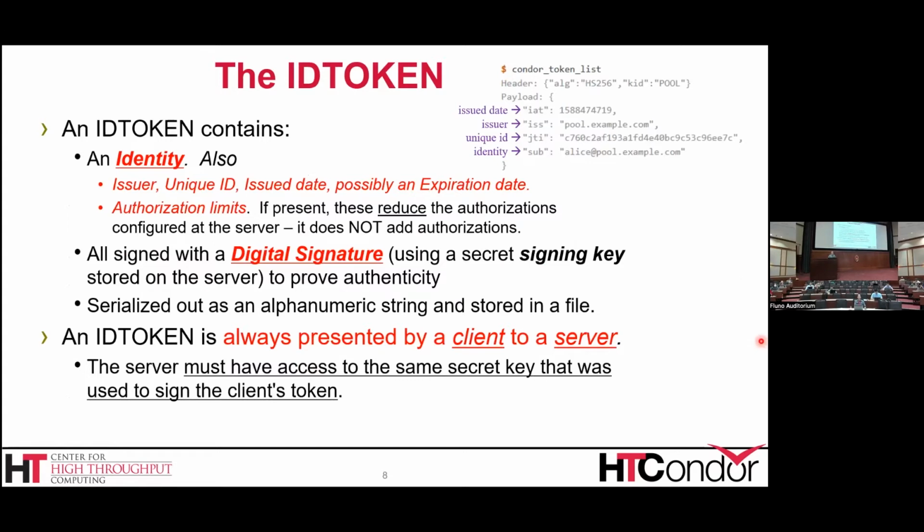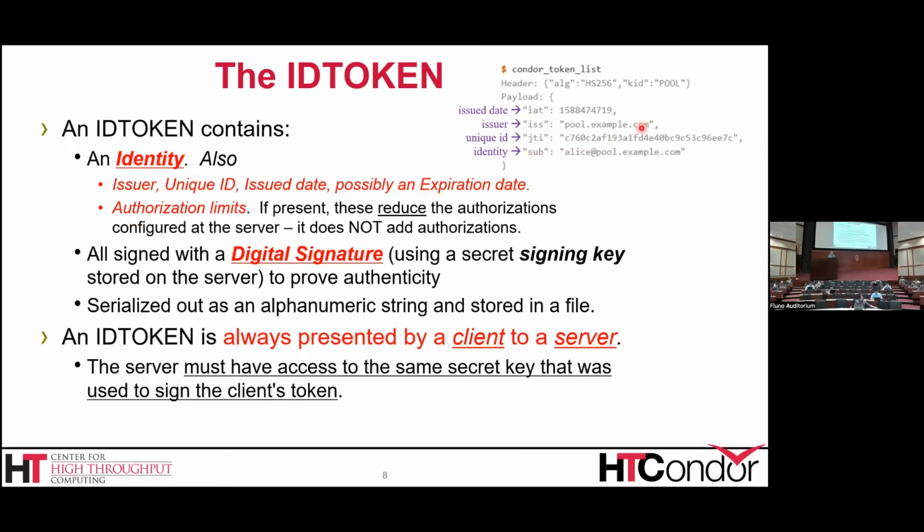An ID token contains several fields. The first of which is an identity. So here I'm running condor_token_list, which is showing all the ID tokens installed. And this attribute here is the identity. So this token says, I am Alice at some pool. That's why we call them ID tokens. They have an identity. They also have a bunch of other fields like who issued the token, a unique ID for the token, the date the token was issued, maybe an expiration date, and maybe some authorization limits.